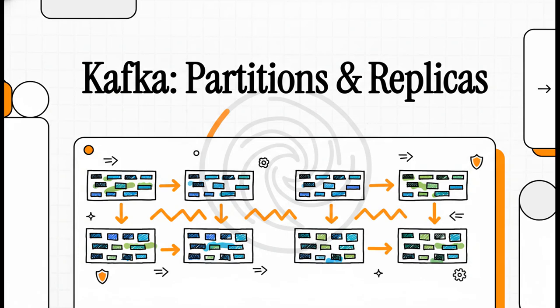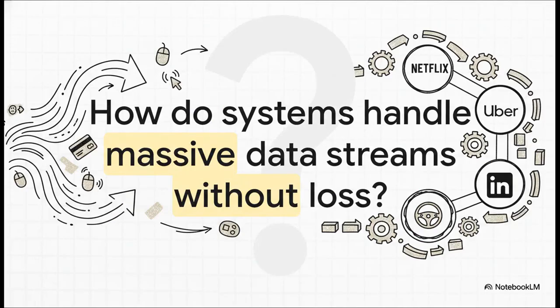All right, welcome back. Today, we're diving headfirst into two of the most important ideas in Apache Kafka, partitions and replicas. Seriously, once you get how these two work together, you've pretty much unlocked the secret to Kafka's incredible speed and rock-solid reliability. But first, let's just step back and think about the problem.